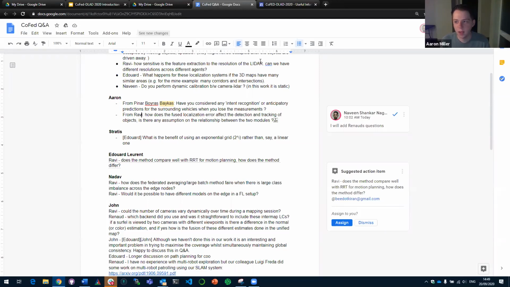Yeah, we haven't considered any fixed road infrastructure as part of the system. That's not really something that we've thought about. It seems like, yes, you should be able to incorporate that similarly into the system, but that's not something that we've considered.